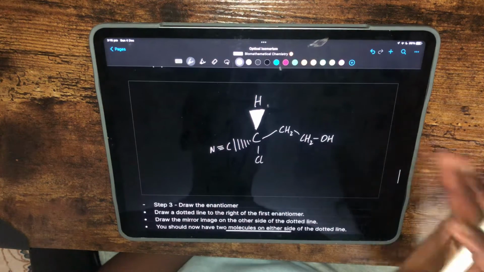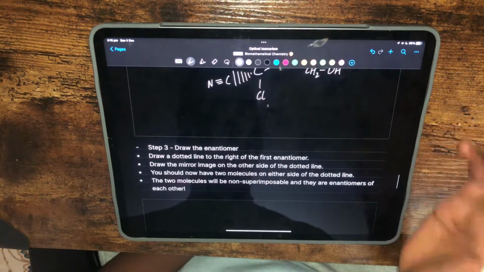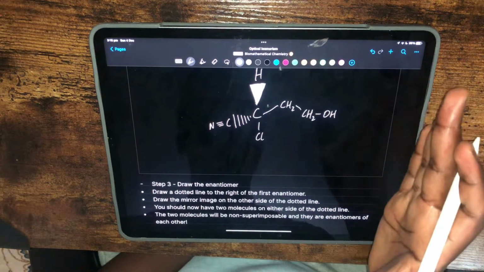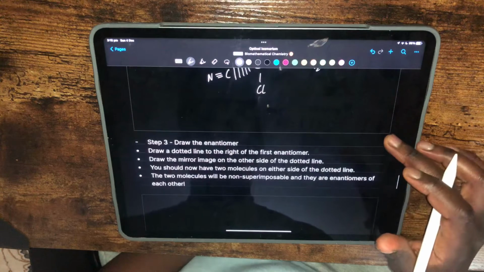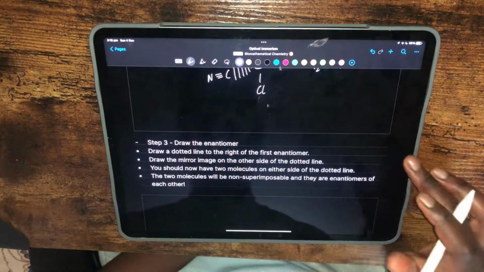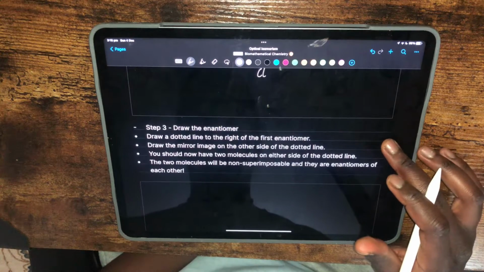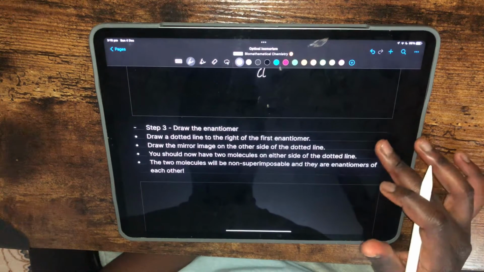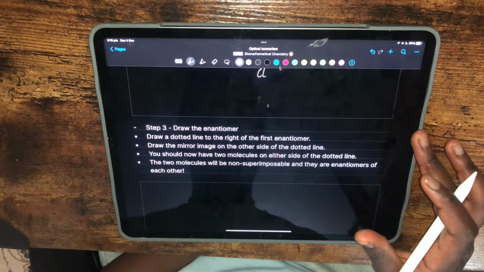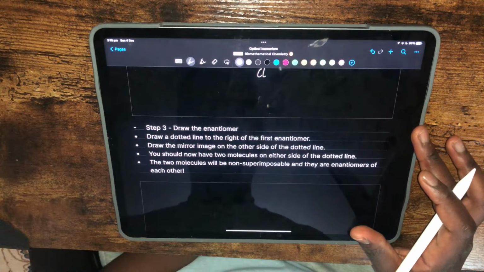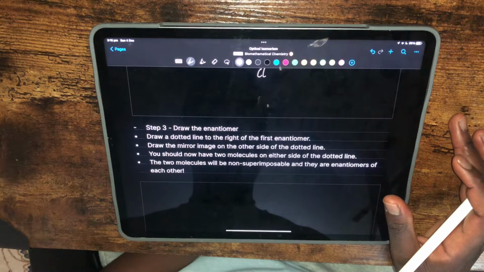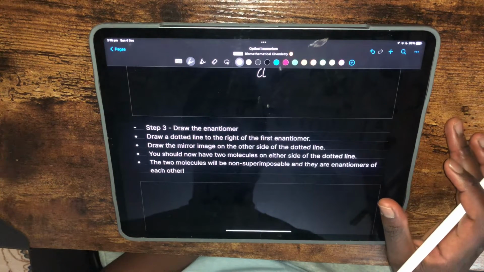But the reason why you should do it to one side is because when you draw the enantiomer, you need to show the mirror image of this, right? So draw a dotted line to the right of the first enantiomer. Once you've drawn the dotted line, draw the mirror image on the other side of the dotted line, and you should now have two molecules on either side of the dotted line. The two molecules will be non-superimposable mirror images, and they are enantiomers of each other.